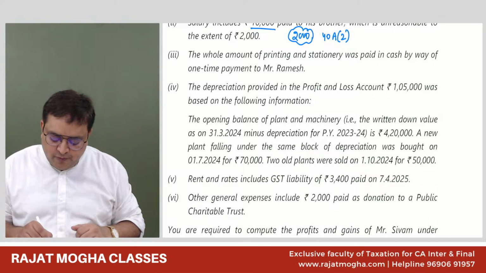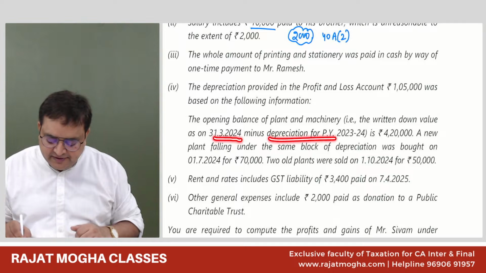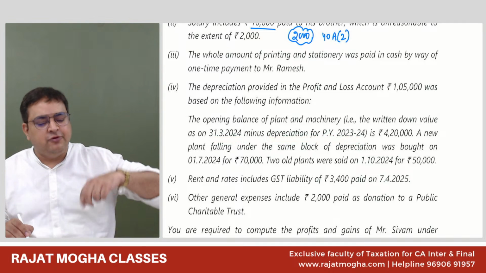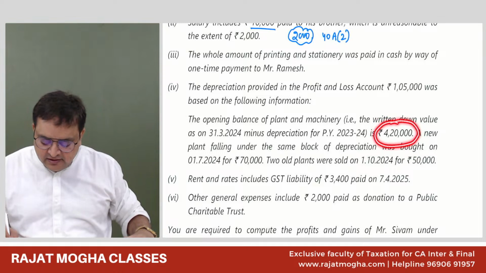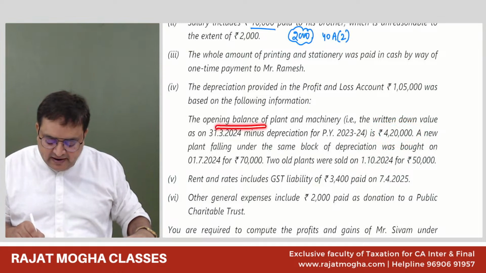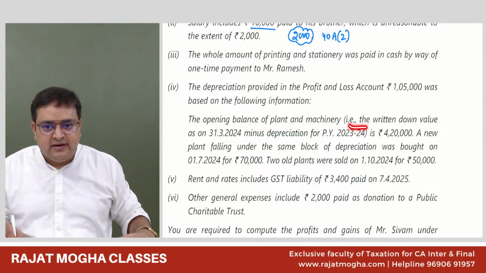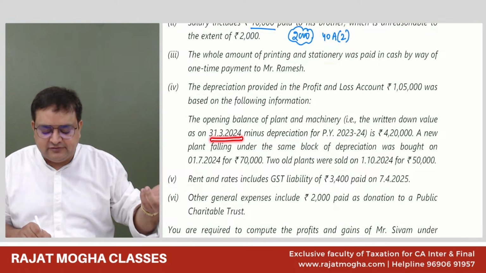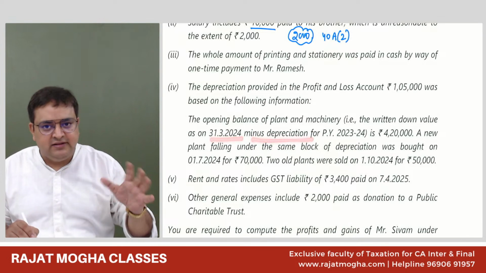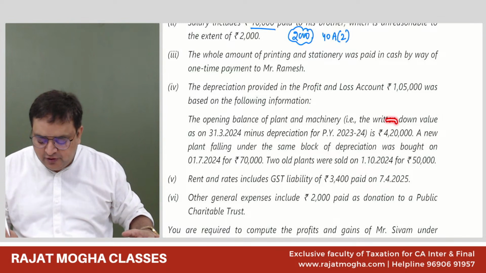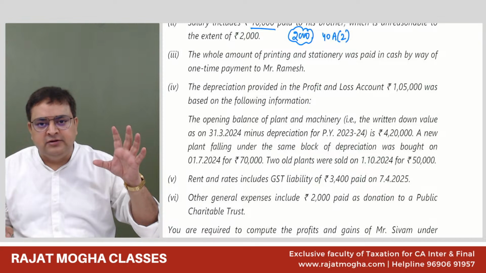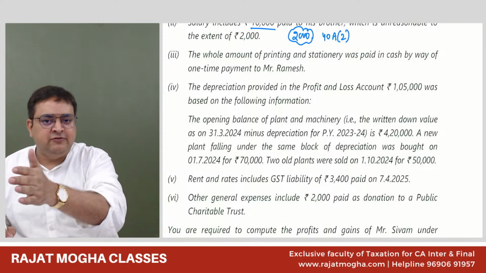So this is the opening balance of plant and machinery as on 31/3/24 minus depreciation of 23/24. 23/24 means last year. It means this is the opening balance. See how it is written: opening balance of plant and machinery, that is, the written down value as on 31st March 24, the same which we have done in the last question, minus depreciation, we have done that. They have said that after reducing the depreciation of last year, now the opening is 420. We are good to go with 420. So what is the opening WDV of the block?